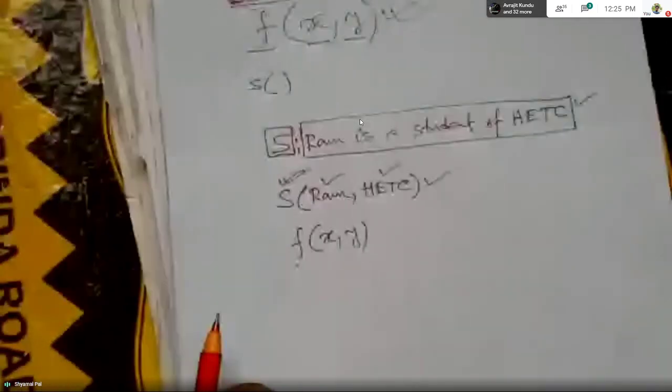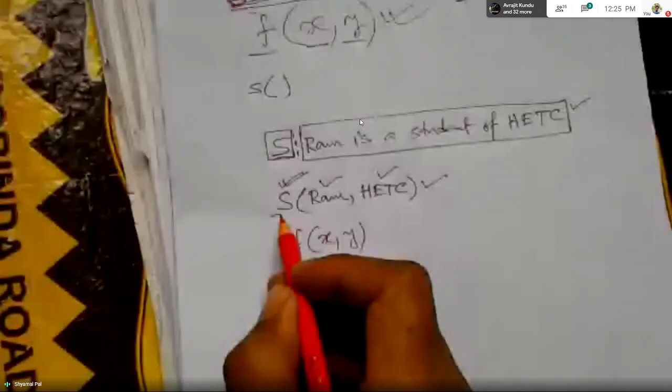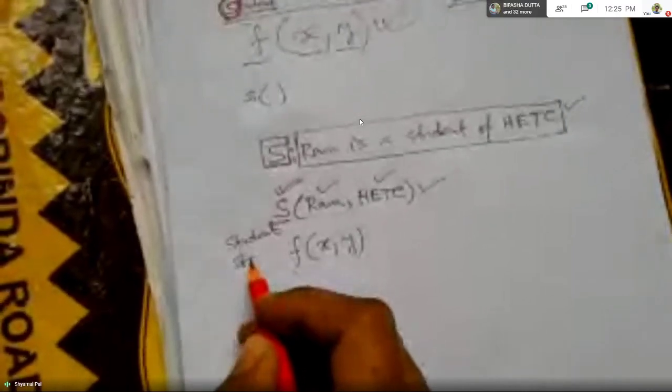Now what I have told you is that, instead of writing simply S, I may write student also. I may write STU. That is up to you, how much you want to write. Or, instead of writing Ram, I may write R, or instead of HGC, I may write H. Normally the attributes Ram and HGC are simply taken from the statement itself. If you are following the same thing for the name of the predicate, then it's better to follow student, not S.